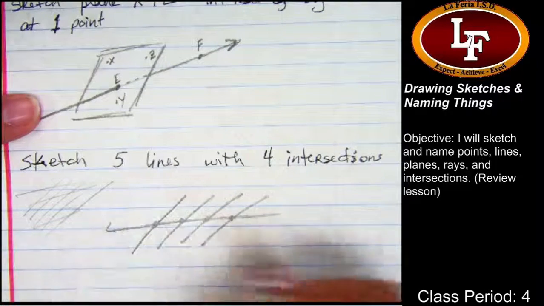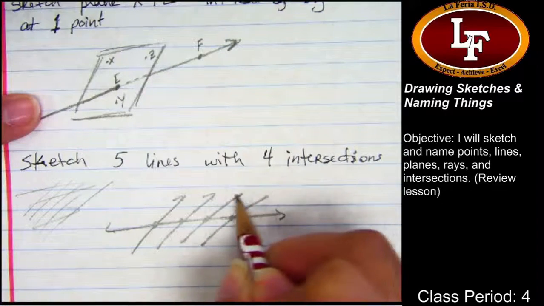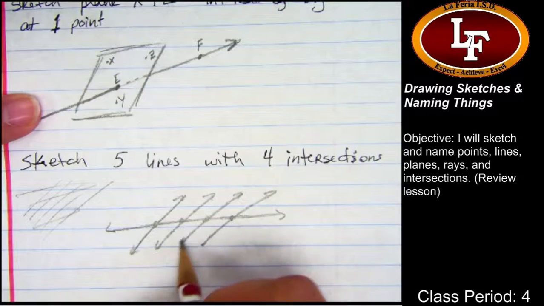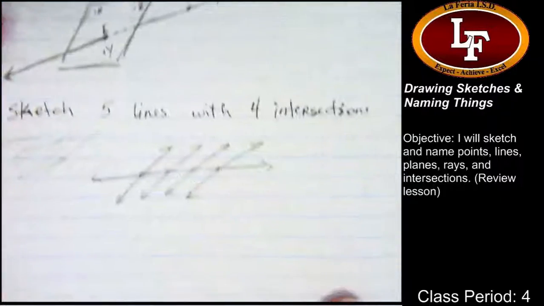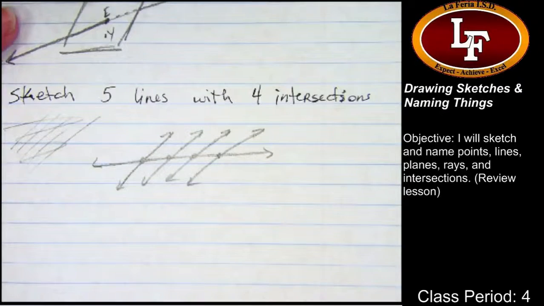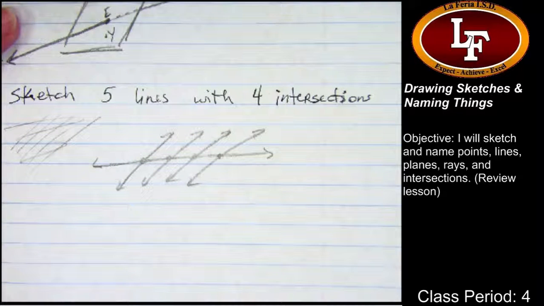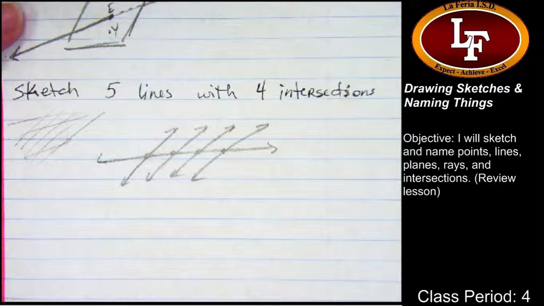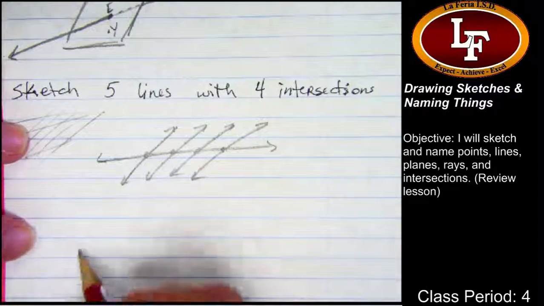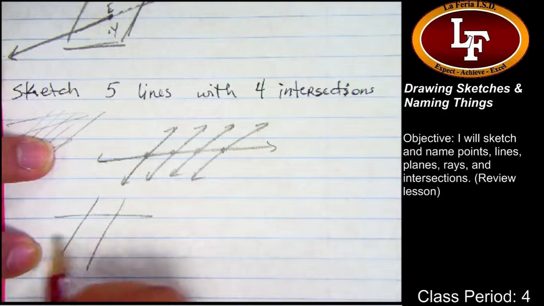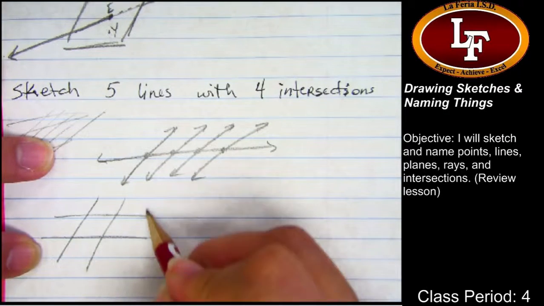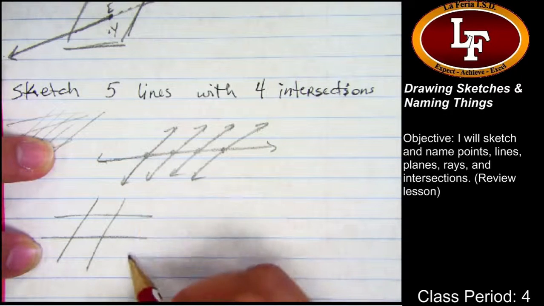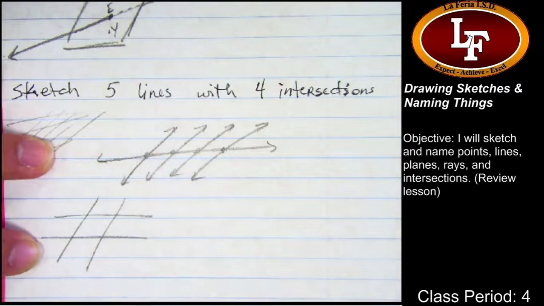Make sure you put your arrows. This is a total right answer. And your sketches could have multiple answers. So this is one way to do it. What about this? I only have 4 lines and I have 4 intersections already. Do you see it?